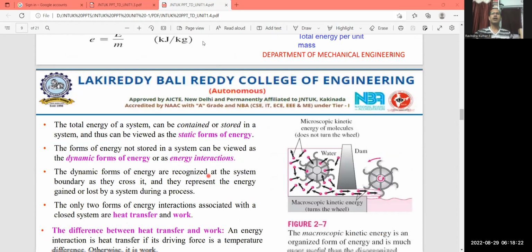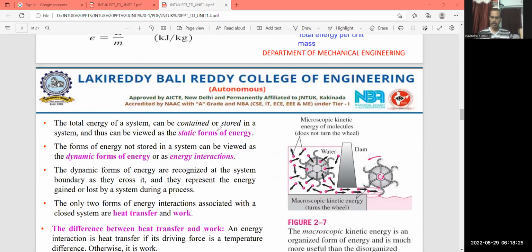So already we have studied the different energy contents. The total energy of a system can be contained or stored in a system. Thus it can be viewed as a static form of energy. The forms of energy not stored in a system can be viewed as dynamic forms of energy or energy interaction. Now you have got the basic difference between the static form of energy and dynamic form of energy.